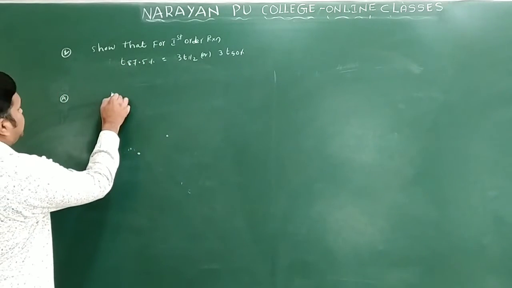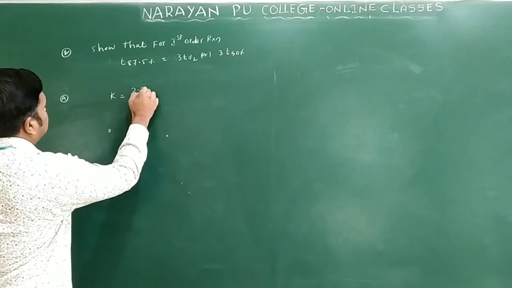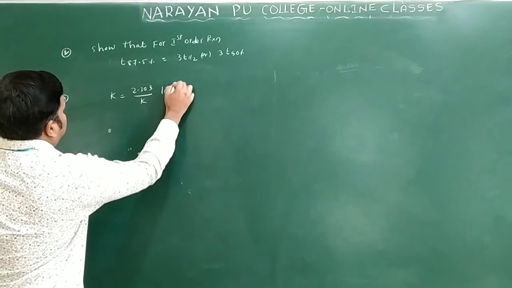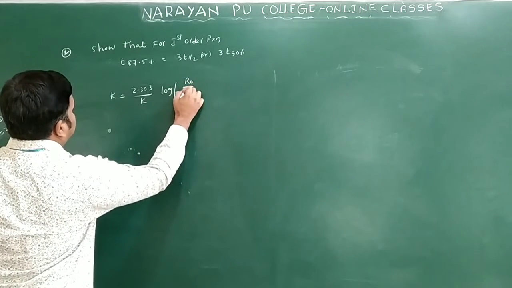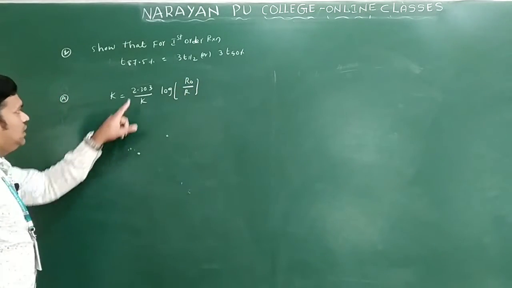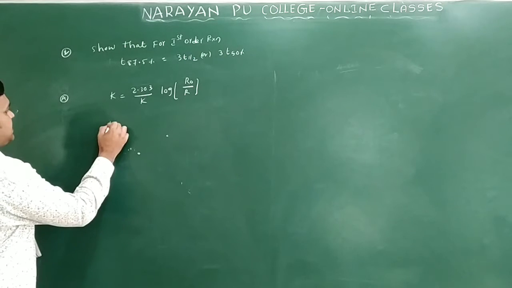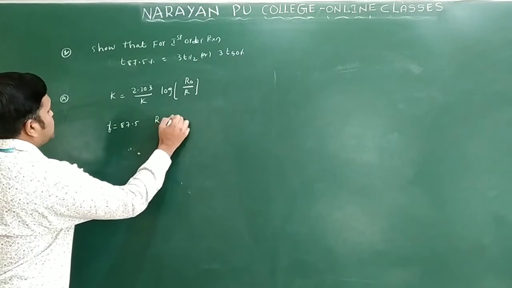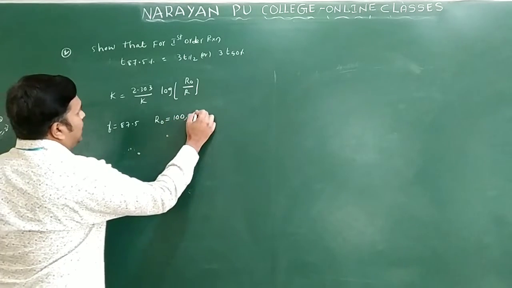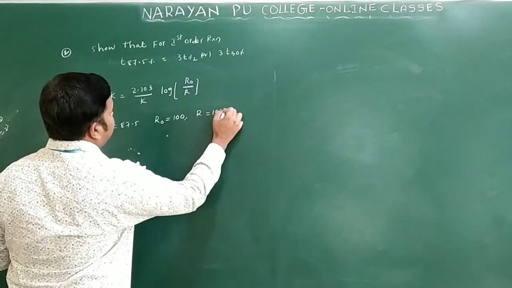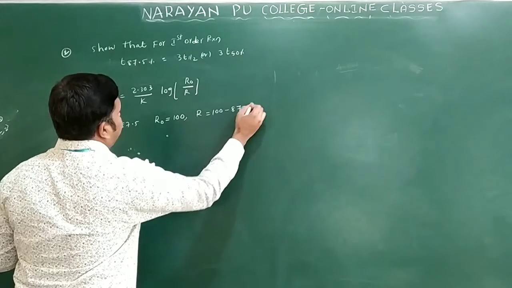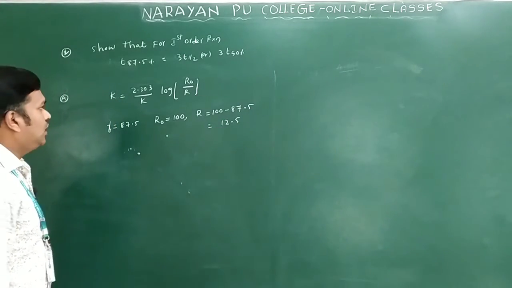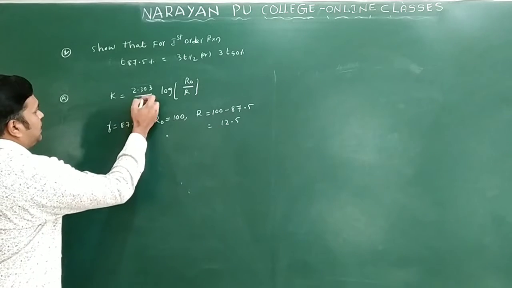First of all, you write the expression here. K is equal to 2.303 by T into log R naught by R. Here T is given at what time? 87.5%. R naught is equal to 100. R is equal to 100 minus 87.5. How much will you get? You will get 12.5.